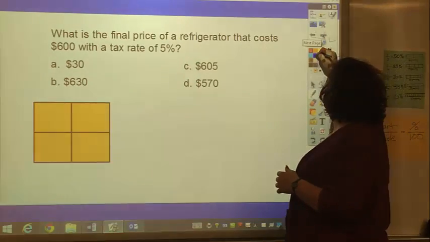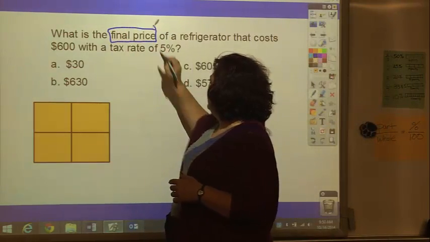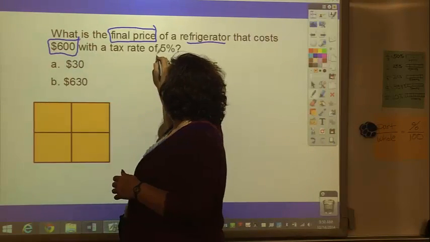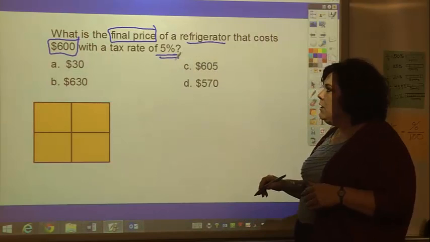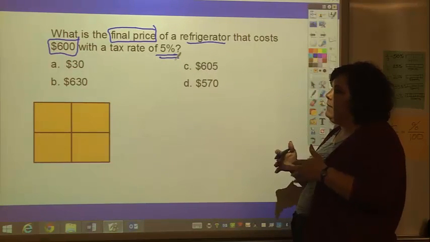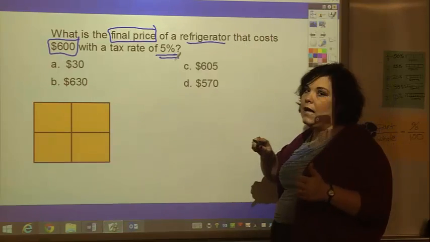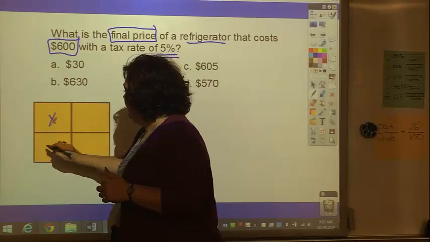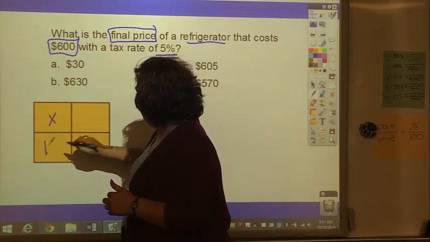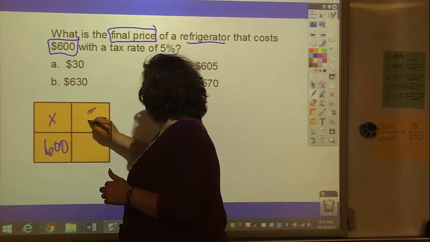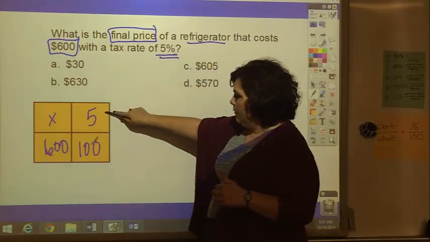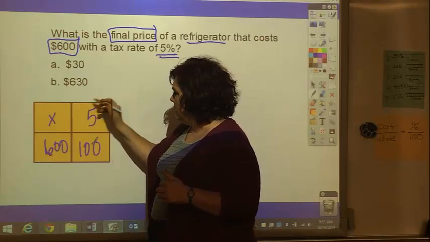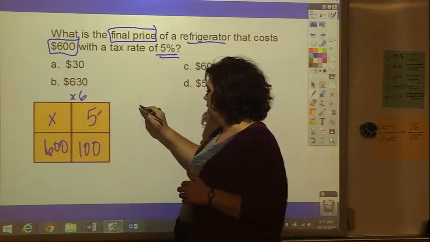What is the final price of a refrigerator that costs $600 with a tax rate of 5%? Okay, so final price, that tells me it's going to be the refrigerator plus the tax rate. So let's figure out what that tax rate is. So x out of 100, oops, no, out of 600. 5 over 100. This is the percent over 100, x over the whole, and that's times 6 times 6. So 5 times 6 is 30.